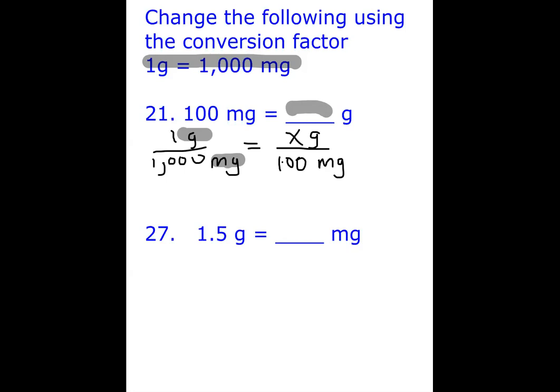So now that we set up our ratios in proportion, our numerators are the same, and our denominators have the same number of units. Okay, so now we're going to go ahead and cross multiply.